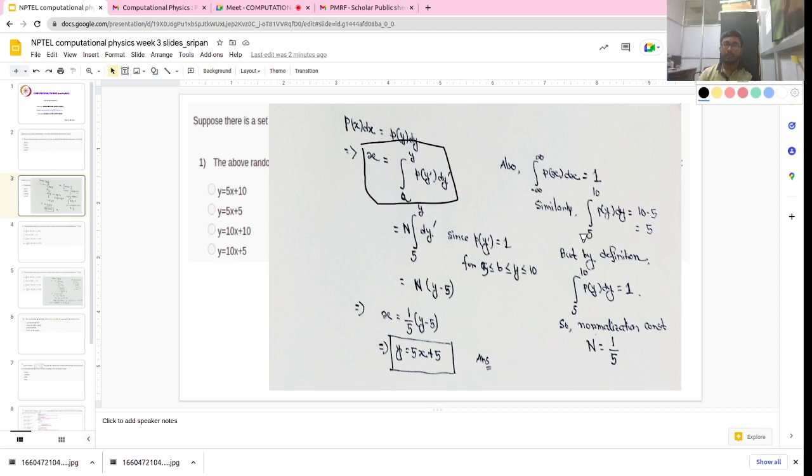Similarly, for 5 to 10, the question suggests that if we are generating random numbers y and all of them should lie between 5 and 10, then the total probability of those random numbers should be 1. But here it will be equated to 5, while by definition it should be 1. So we have to multiply this py by a normalization constant, which in this case will be 1 by 5.